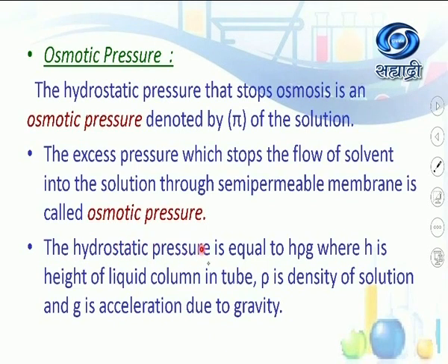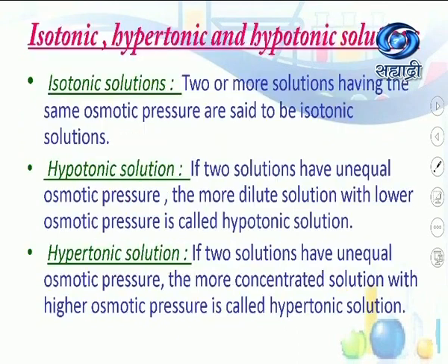The hydrostatic pressure is equal to h rho g. What is h? h is the height of the liquid column in the tube. Rho is the density of the solution. And g is the acceleration due to gravity.